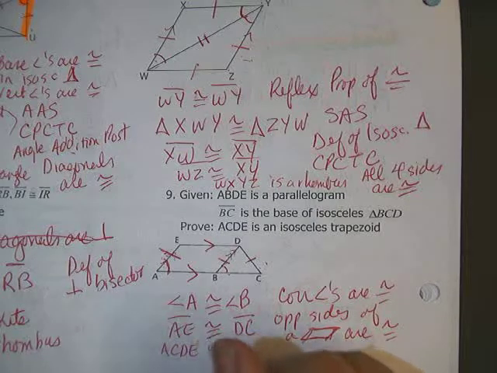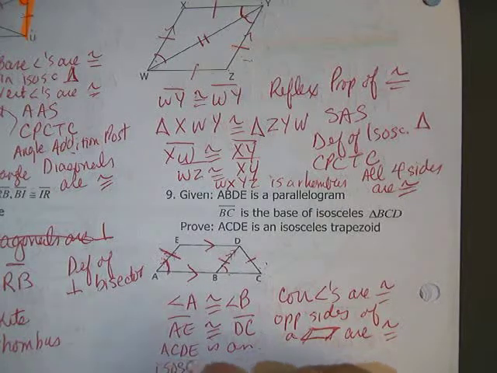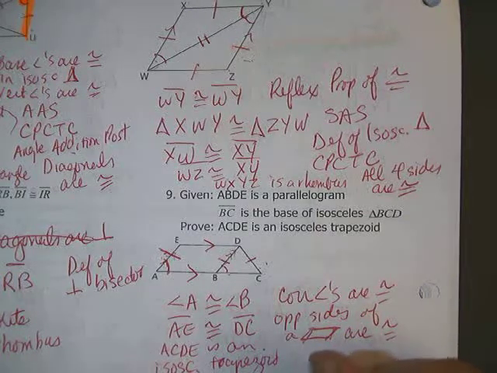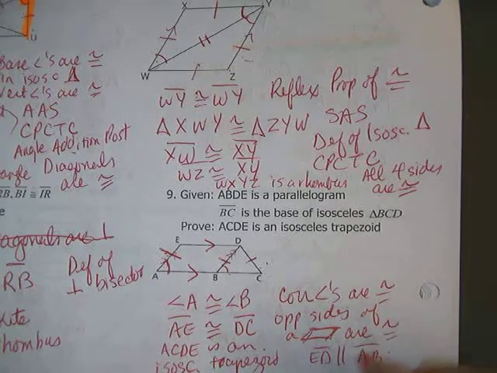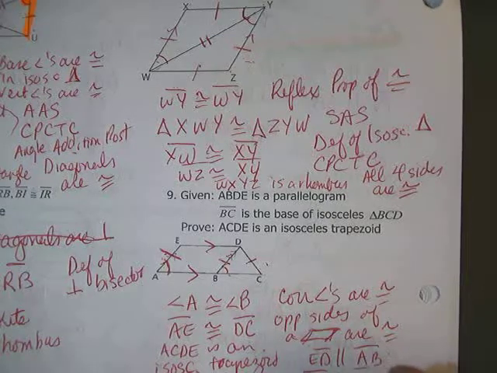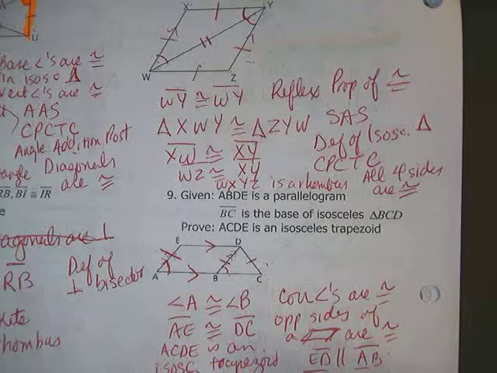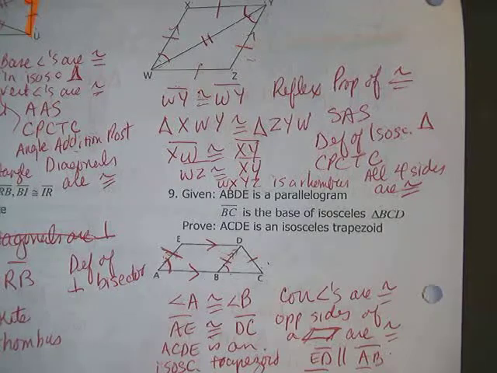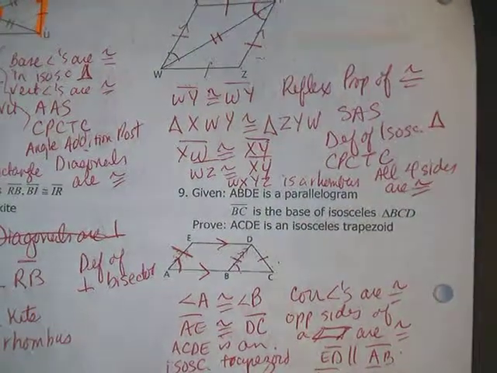Since AE is congruent to DC, and these two are parallel, and these two are not parallel, then this is an isosceles trapezoid. So ACDE is an isosceles trapezoid. I can't write. And the reason is ED is parallel to AB, and the legs, EA is congruent to DC, and they are not parallel. EA is not parallel to AB. That's sort of a given. All right? And let me go ahead and take a break. I'll do another video.